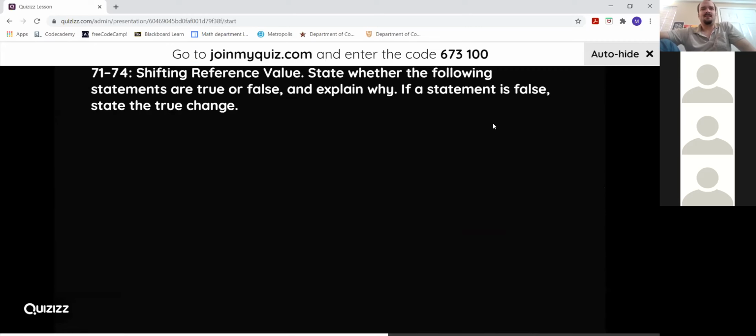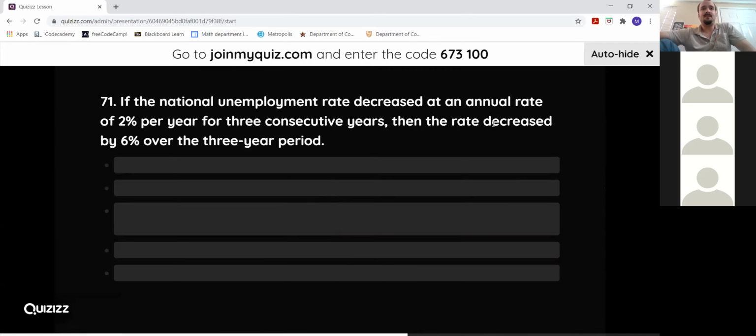And the next slide. If the national employment rate decreases by an annual rate of 2%. So this is something we can work through. I can't even think anymore.